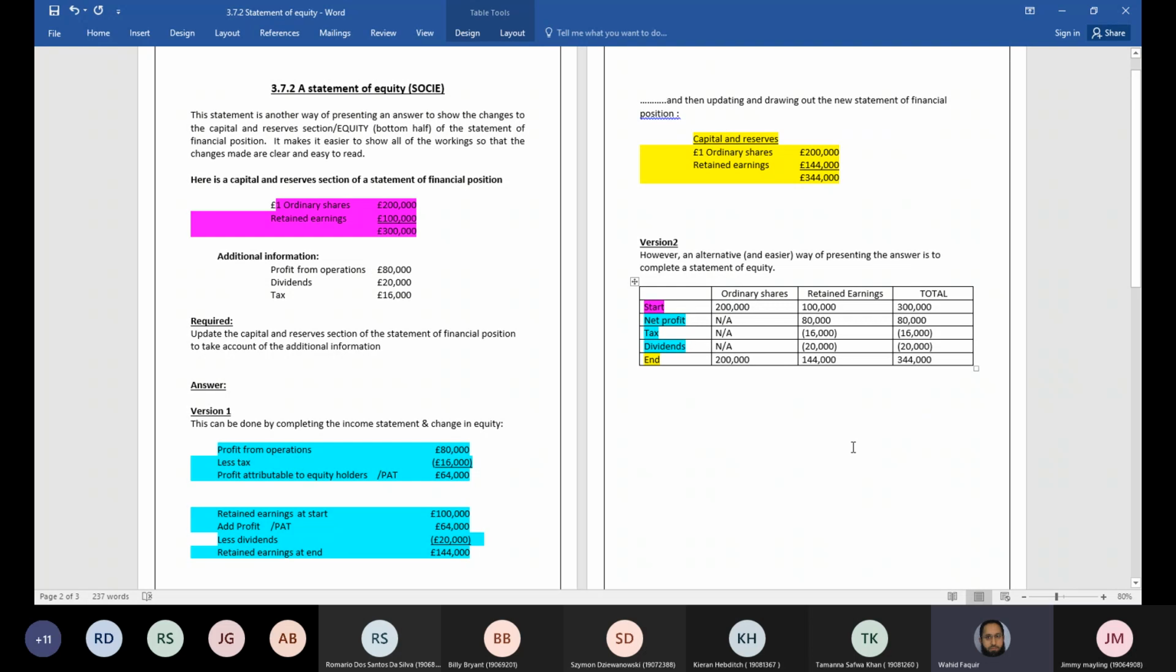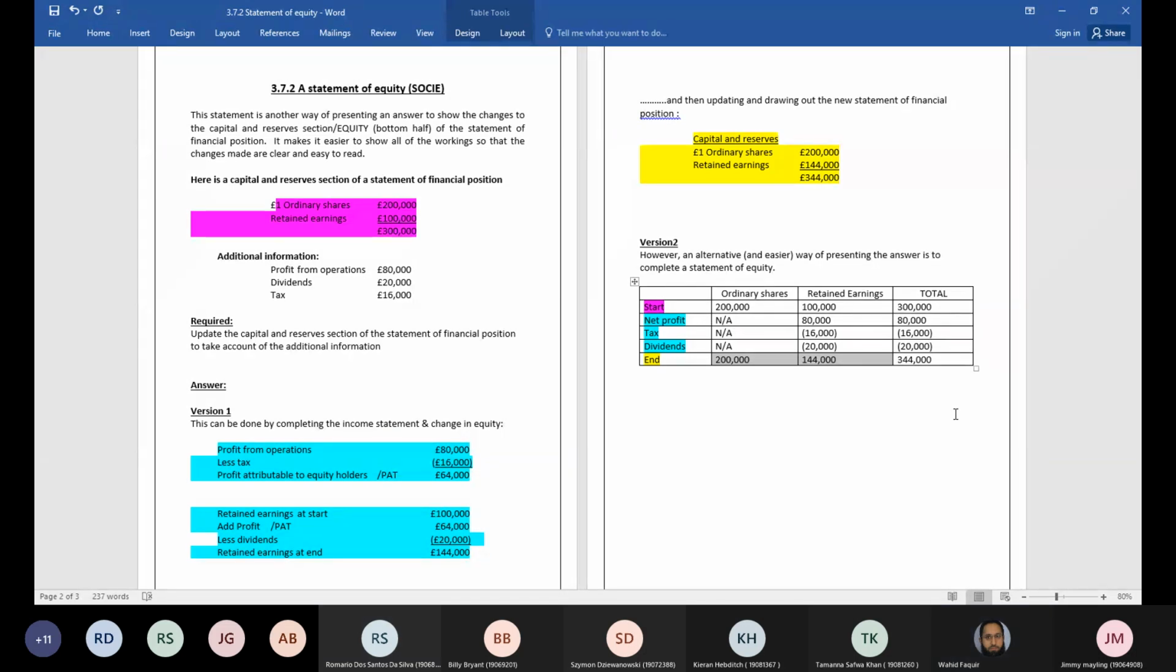Just to double check with your calculators, if you sum down, you should get 344. If you sum across, you should also get 344. Can one or two of you verify that? Let's just check the figures. Yeah, right. Brilliant. Thank you very much.